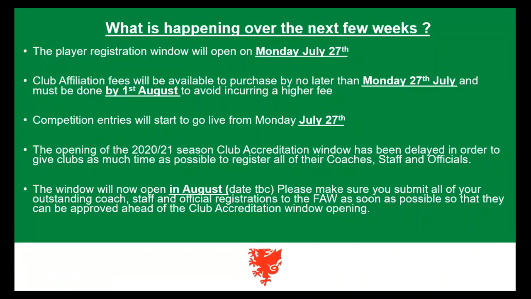Another note we sent out recently is that the opening of the 2020-21 season club accreditation window has been delayed. This is to give you clubs as much time as possible to get all of your coaches, staff and officials registered on the system. Because the way it's going to work this year, unless you have your coaches, staff and officials registered, you can't actually submit the workbooks via COMET. So it's important that you get this done first before looking to do your club accreditation application. It's now going to open in August, and we will confirm this date with you closer to the time when this is known.